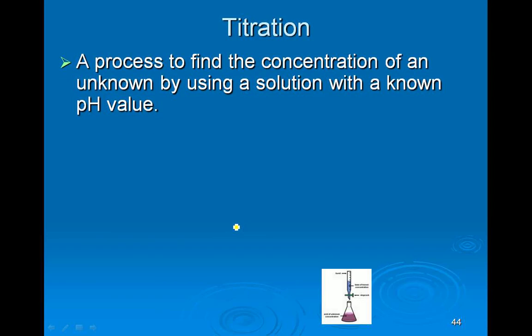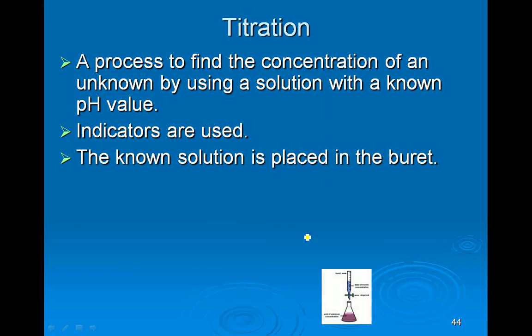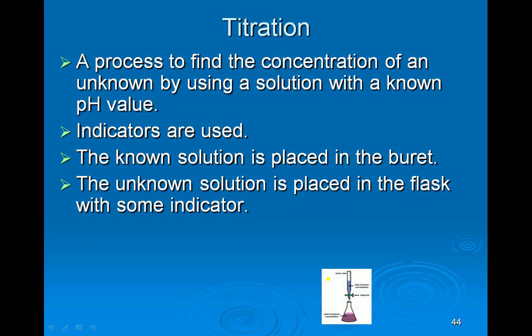Titration. It's a process to find the concentration of something that we don't know by using a solution with a known concentration or a known pH value. We use indicators to do this. The known solution is placed in the burette. The burette is the glass tube. Your burette in your 5% vinegar lab is the pipette. And the unknown solution is placed in the flask with some indicator. And there's the flask down there.